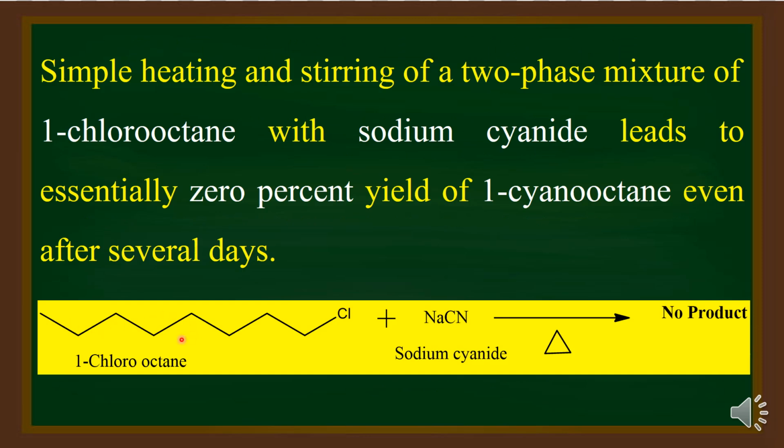1-chlorooctane does not undergo nucleophilic substitution with sodium cyanide even on heating with stirring for several days. Actually, we expect 1-chlorooctane to undergo nucleophilic substitution with cyanide to give 1-cyanooctane, but that does not take place.